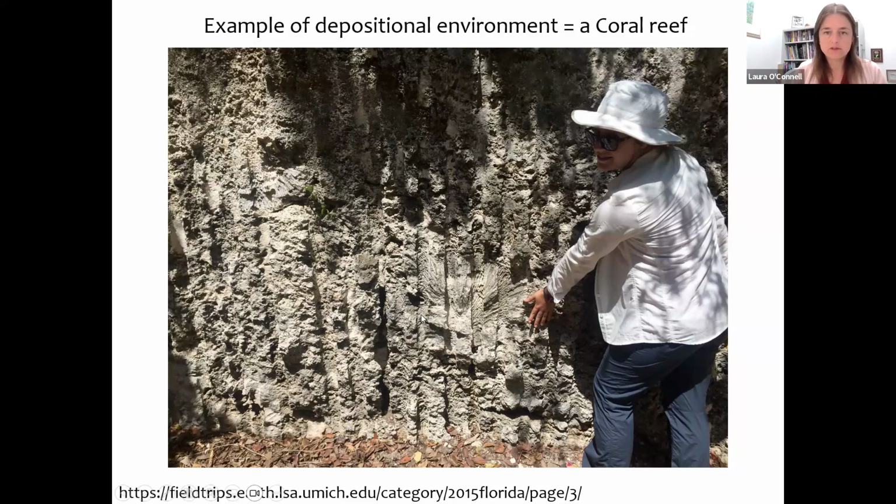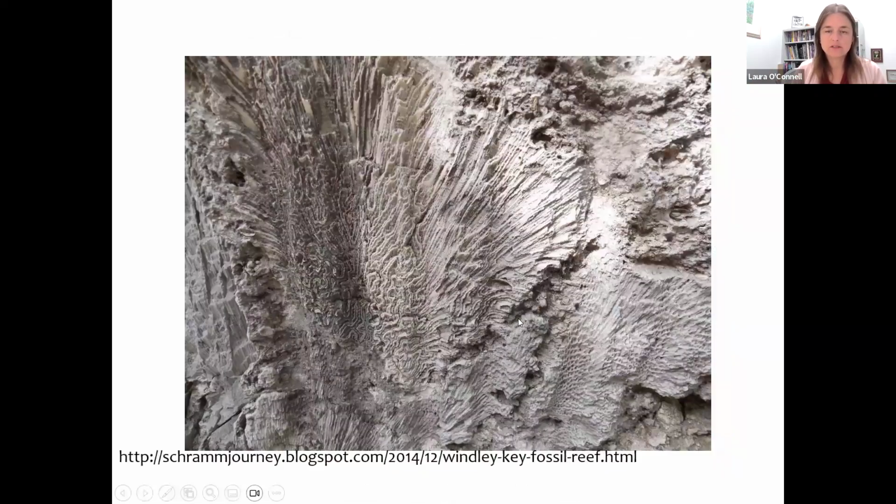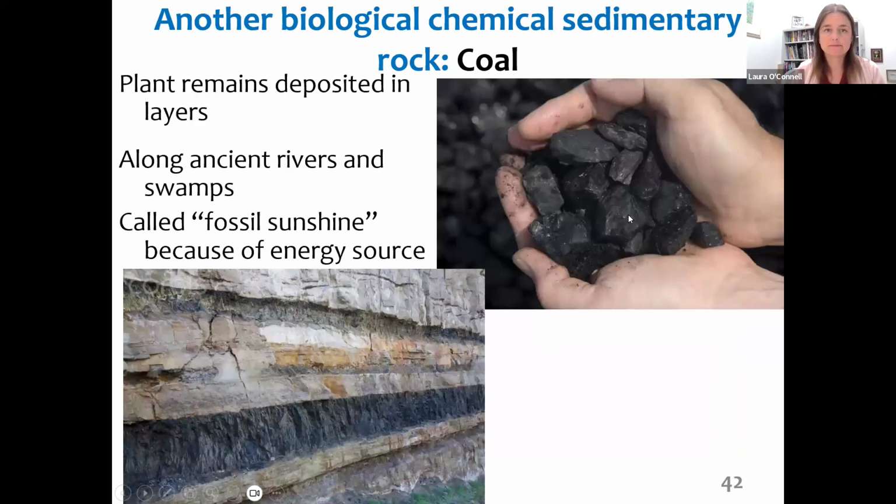Here we've got one of these corals right in the middle here. Here's a close-up of it. You can see this is a big coral fossil in here. So this is just a preserved coral reef. So you can learn a lot about ancient environments this way.